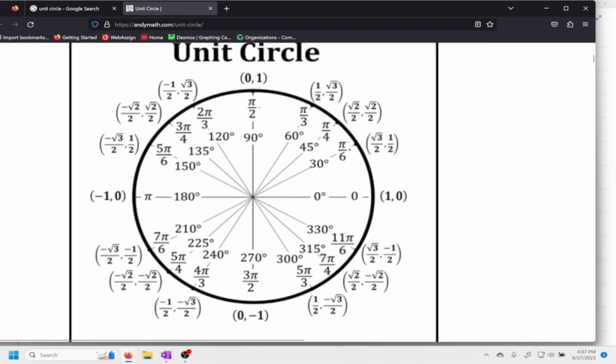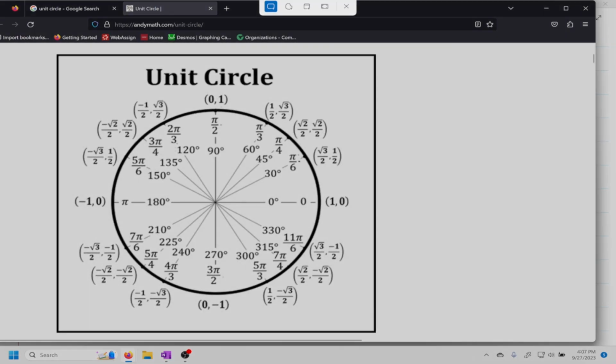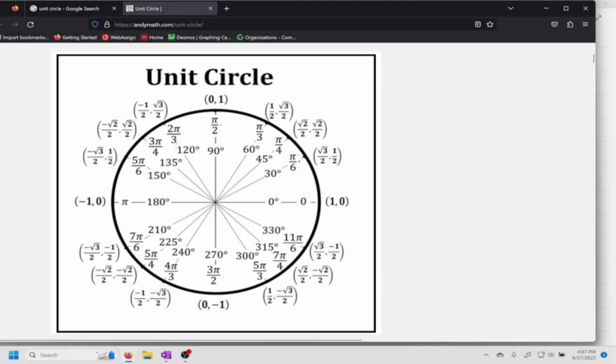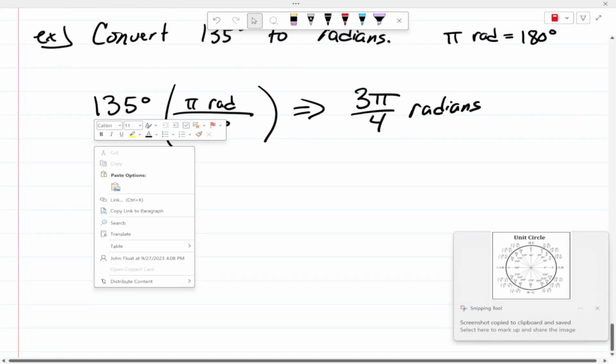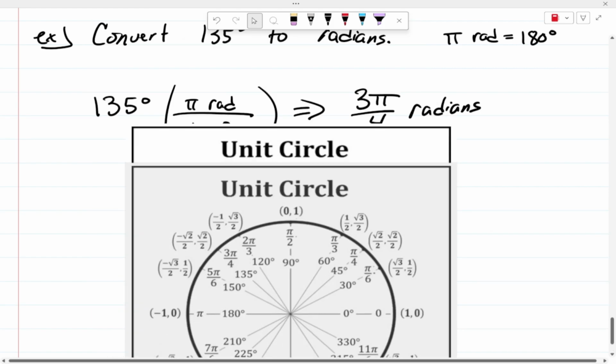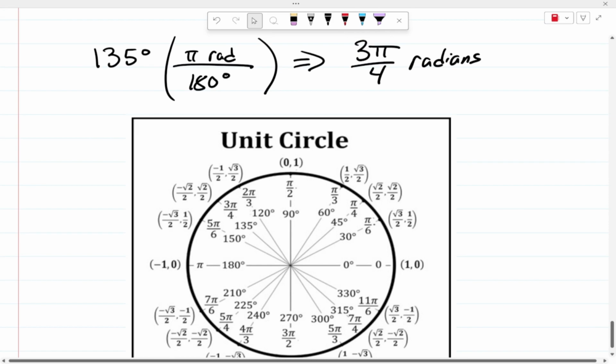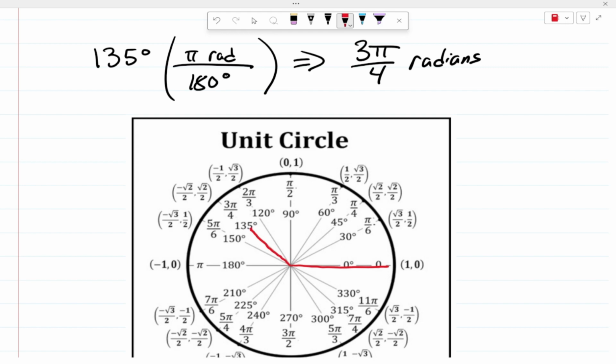Here's our unit circle. Across the middle, that's our diameter. But then that 135, it's kind of hard to see. Maybe I could just take a picture of this and put it in our notes. That would be so much easier. Here's 135 degrees. And notice 3 pi over 4. So it's exactly what we calculated. Using this unit circle, you can see the relationship between radians and degrees. So if I asked you, what is 45 degrees? Pi over 4 radians. What is 270 degrees? 3 pi over 2.